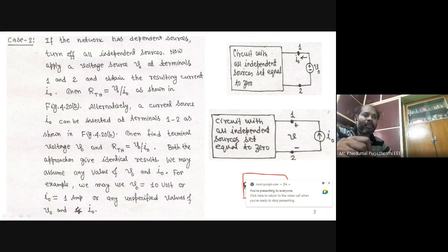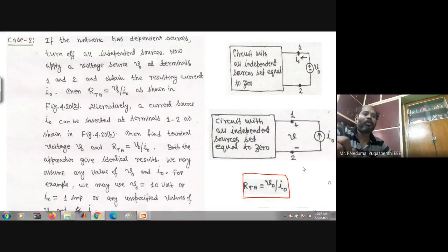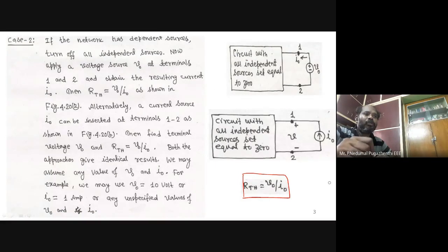If you have a dependent source available in your network, then what is your work actually? Initially, we have to make your independent sources zero. Then connect either a voltage source or a current source. Then try to find the ratio between the applied V naught and the current passing through it, or the applied current and how much voltage you are getting across it. That is going to be your R Thevenin.